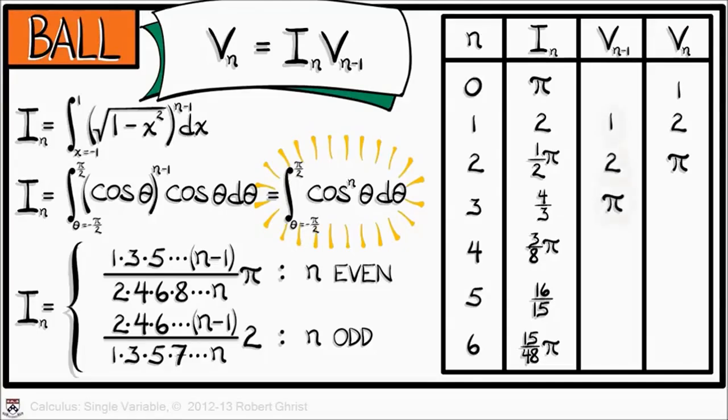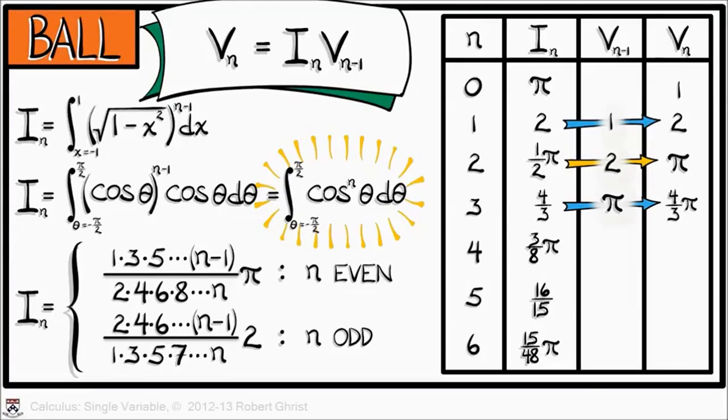Translating those items over to the V sub n minus 1 column, what do we obtain? From this formula, we simply multiply across I sub n times V sub n minus 1. And indeed, we see that this works with the values that we already know. What about dimension 3? I sub n is 4/3, V sub n minus 1 is pi. This tells us that V sub 3 is 4/3 pi. And that is something that you certainly know.